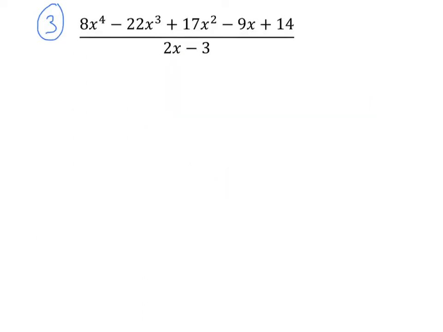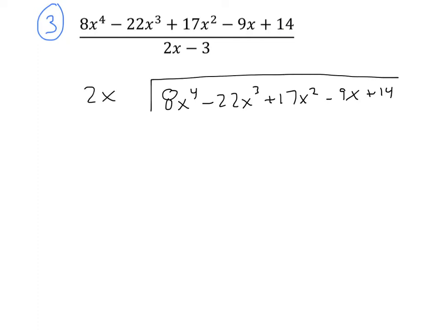All right, I'm going to do one more with you, and then the last one you're going to try on your own. All right, so this time we're going to take this top polynomial and divide it by this bottom polynomial. So let's do 8x to the 4th minus 22x cubed plus 17x squared minus 9x plus 14, and divide that by 2x minus 3. All right, so let's repeat the same process.